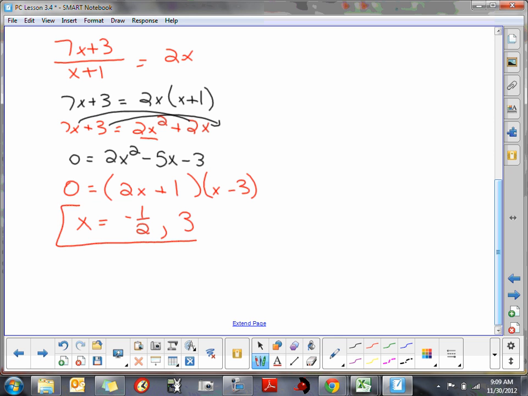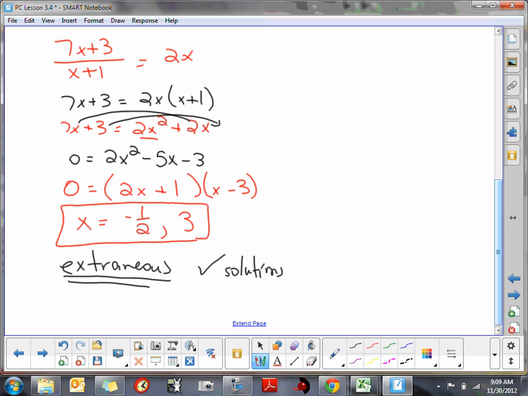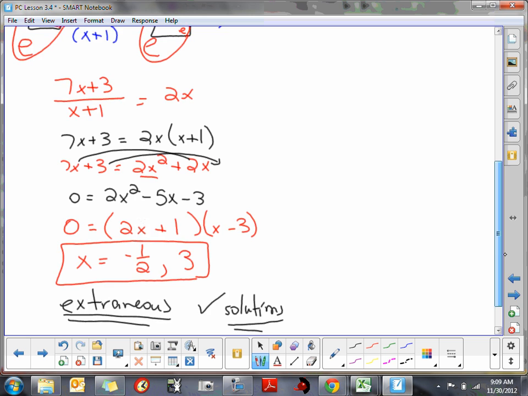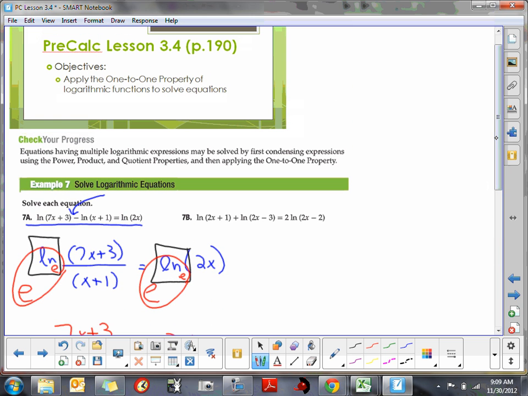Now the thing with logarithm equations is you always want to check your answers, because you could introduce what are called extraneous solutions. So whenever we're working with logarithms, make sure that you check your solutions. If you don't check your solutions, you might add some solutions in that don't belong in the solution set. So what you're going to look for when you check your solutions is very simple. Our solutions, we said, were negative 1/2 and positive 3.